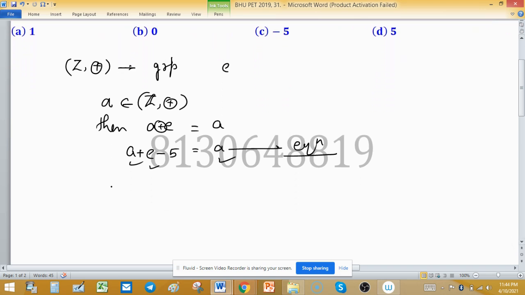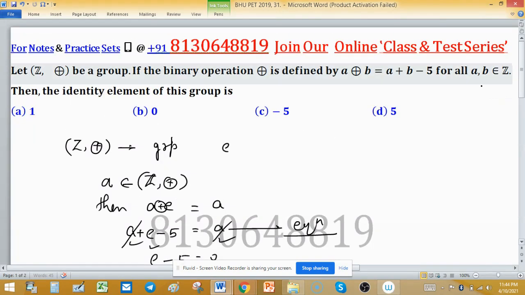So this is an equation in terms of integers, so you can cancel out. Otherwise you cannot, because the cancellation law holds whenever you can operate with the inverse element. But we cancel out as we normally do in mathematics, because these are integers. So e - 5 = 0. This implies that e is 5. Means the identity is 5. So option D is correct.